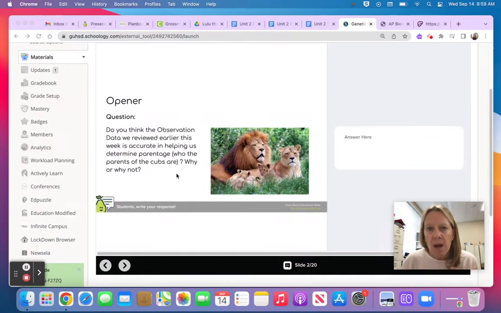At the end of that, we made a hypothesis, and most students thought that Lulu was the mother of the cubs because they traveled with her, and that maybe 633 was the father because he was there in the beginning and then kind of gone. So that was our observational data.